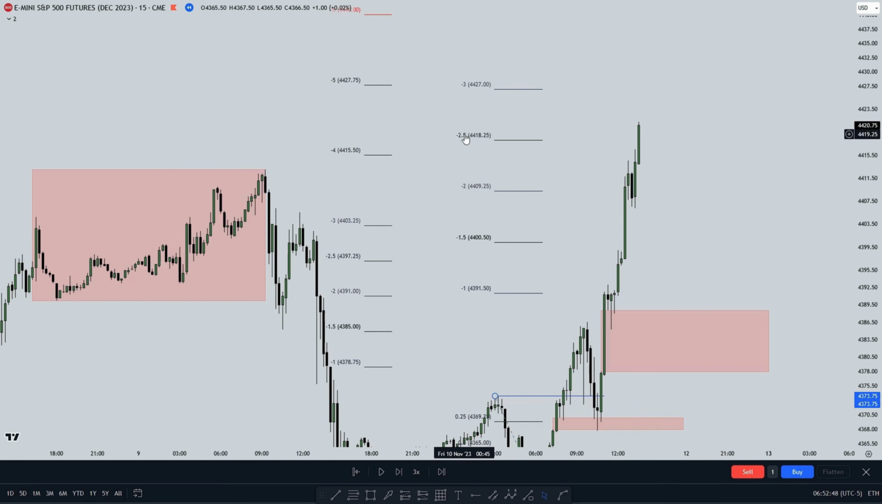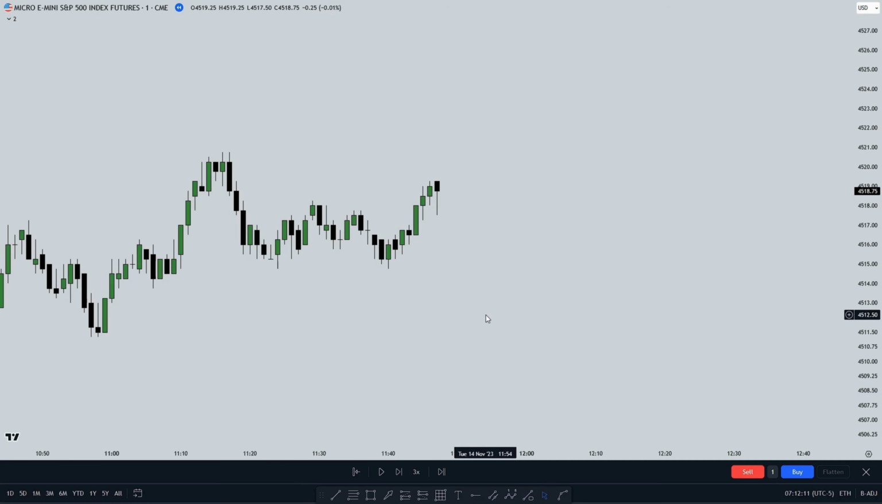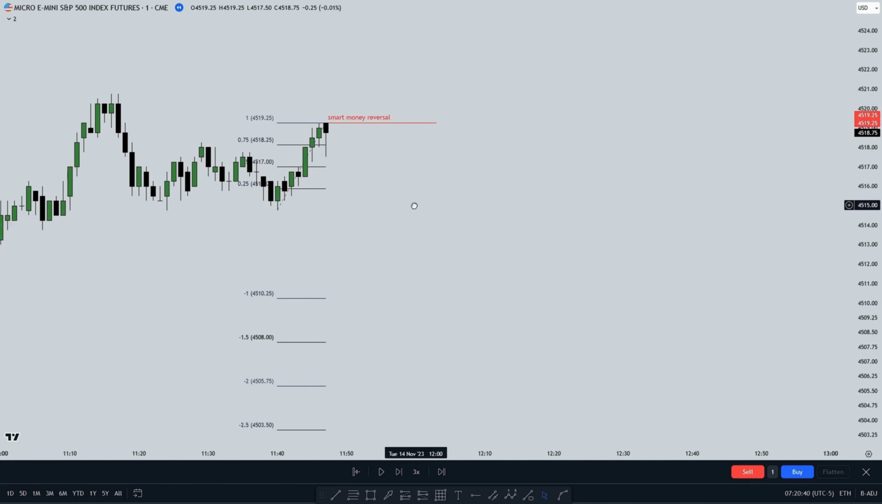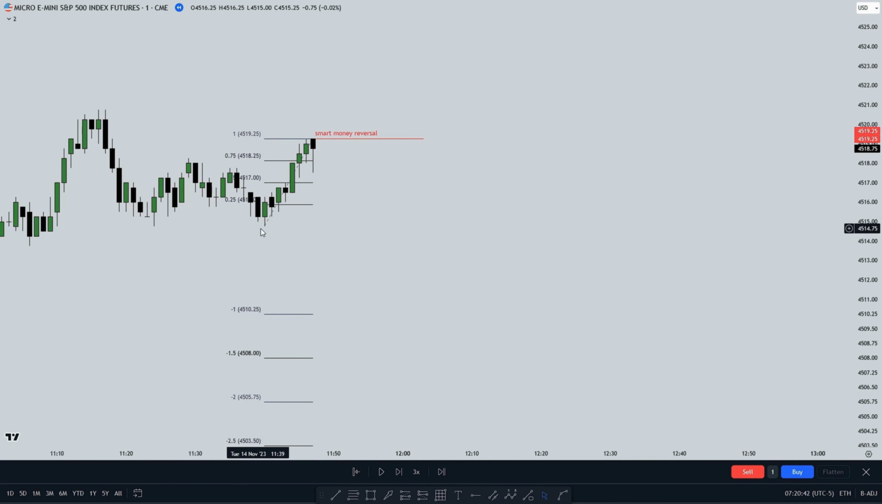Now I'm going to show a market maker sell model, but I'm not going to go so much into detail because everything on the market maker buy model you can use on the market maker sell model. So right here we made an SMT on the Nasdaq, so that means we took out these highs on the Nasdaq but failed on the S&P 500. So now we could expect a reversal. That means this is our smart money reversal. And also, as I said before, it's important that we use the standard deviations up to the smart money reversal.